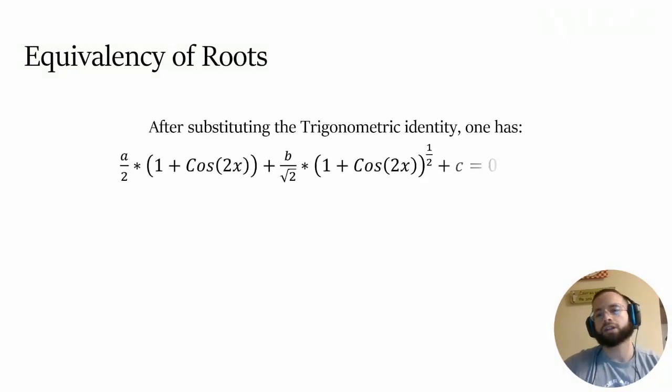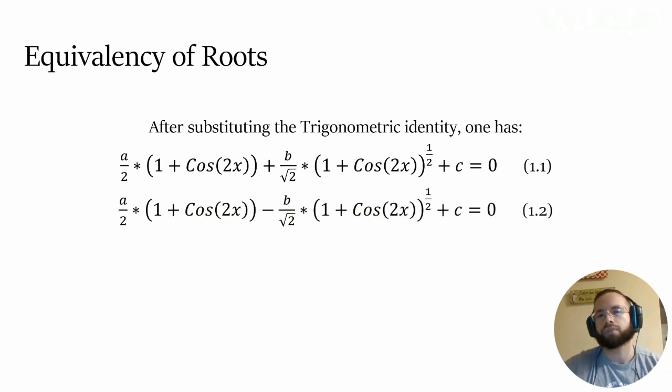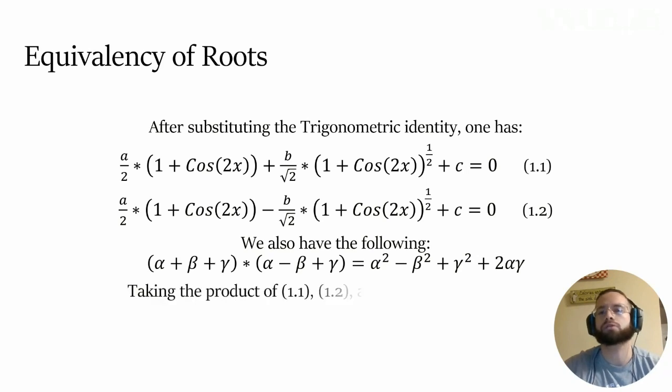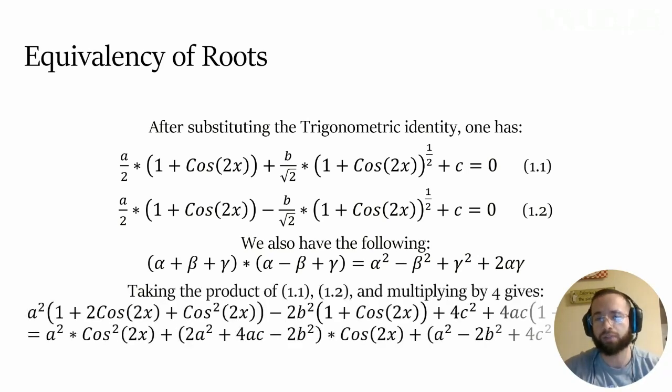After we plug in the trigonometric identity, we have the following. a over 2 times (1 plus cosine 2x) plus b times the square root of (1 plus cosine 2x) over 2, plus c equal to 0. Now, we also have the possibility that we have a minus, because if we substitute, remember that cosine x is equal to plus or minus the square root of (1 plus cosine 2x) over 2. So it could also be negative. So either 1.1 is correct or 1.2 is correct. Both are possibilities, but what we can do is take the product of 1.1 and 1.2.